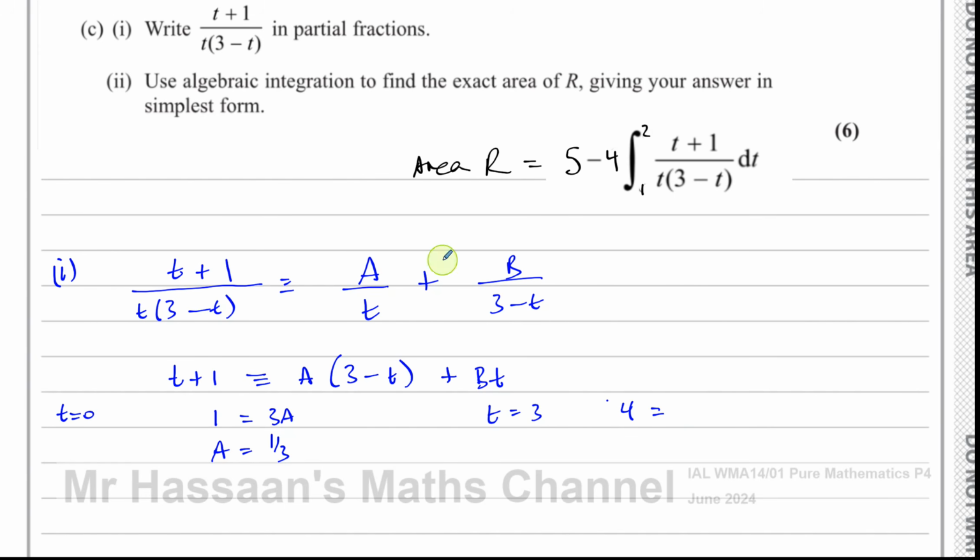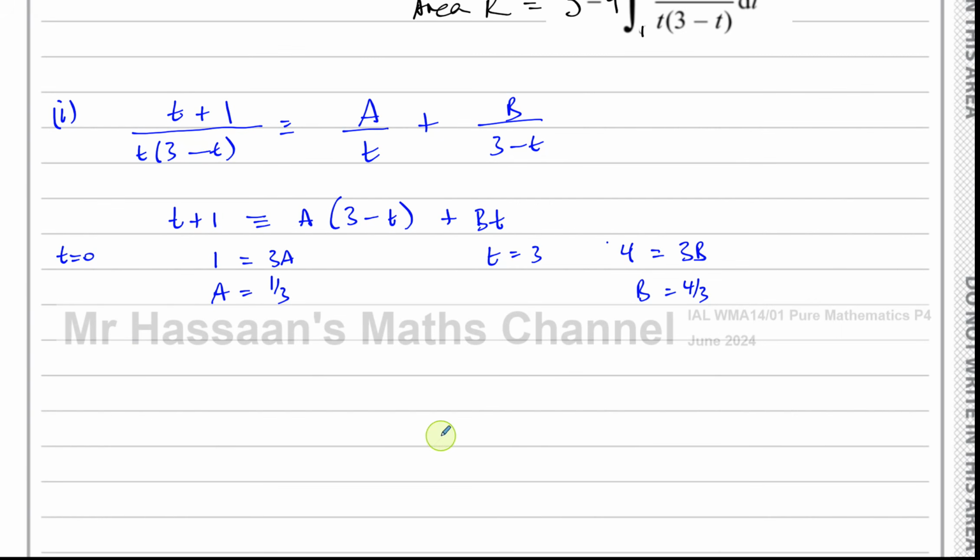4 is equal to 3b. t is equal to 3, so that you're going to have b times 3, which is 3b, which means that b is equal to 4 over 3. So we can say that t plus 1 over t times 3 minus t is identical to 1 over 3t plus 4 over 3 times 3 minus t.